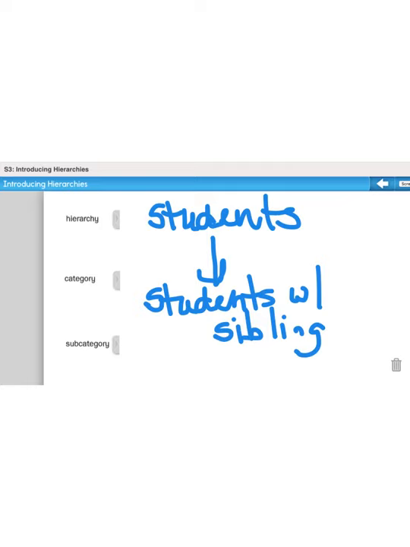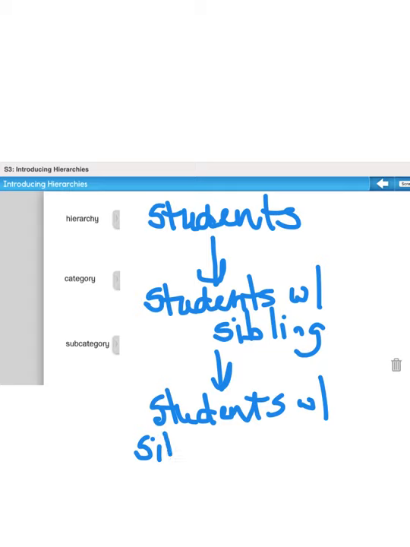And then I would move down even further to the bottom, and this will be students with a sibling who is a brother. Students with a sibling that is a brother. So this is what our finished hierarchy looks like.